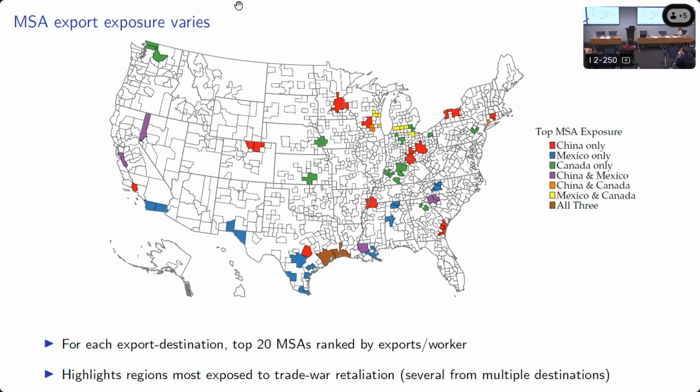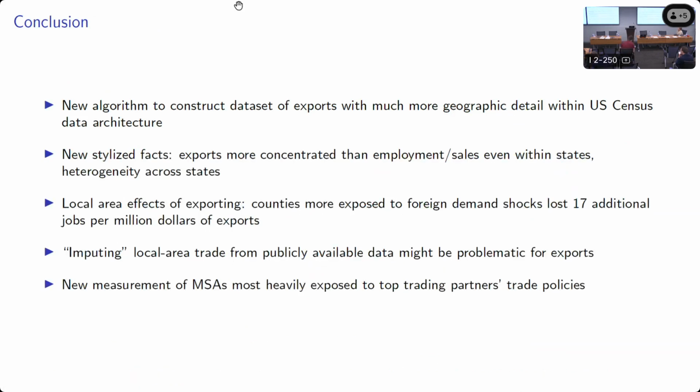Okay, so now I have many colors, including cases where you're exposed to all three. So you're in the top 20 MSAs exporting to all of these places, and you can see there's a lot of variation, which again, you can only uncover by this kind of approach, to identify potentially for policy which areas might be most affected by any trade war.